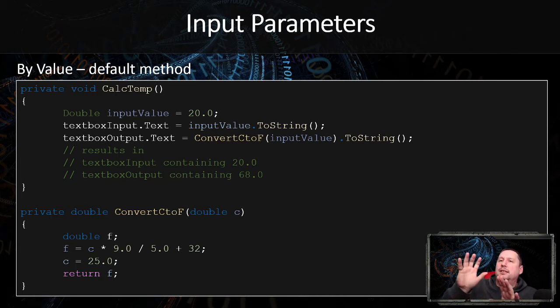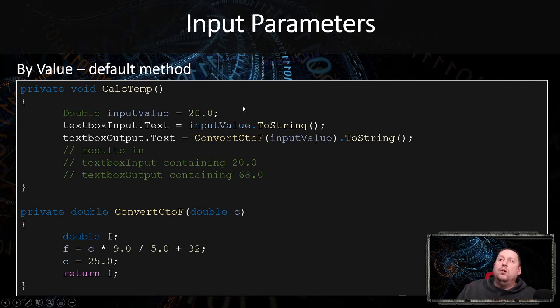But the idea here is that we have a private void function called calc temperature, and we're going to execute that from somewhere. But when that procedure executes, we're going to set an input value of 20. Then we're going to run this line first: output text is equal to converter C to F, and we're going to send that value, which is going to be 20, into the function. Now, when we send it by value, which is the default if you don't do anything, we're actually taking the value of the input variable and sending the value in. We're not sending the variable itself, we're sending the value in.